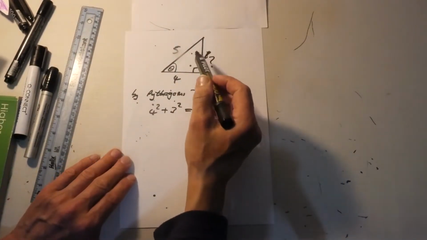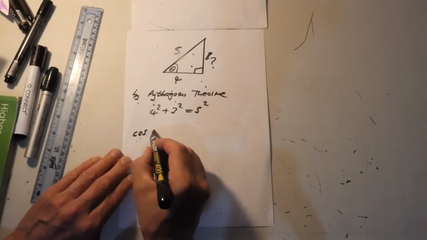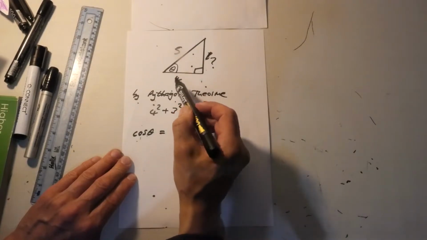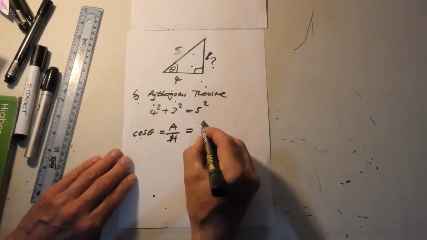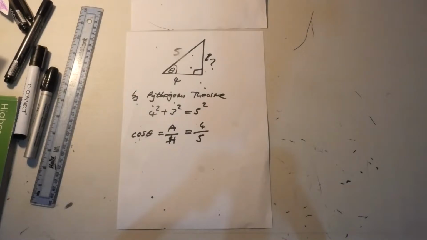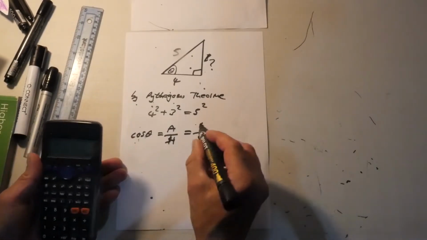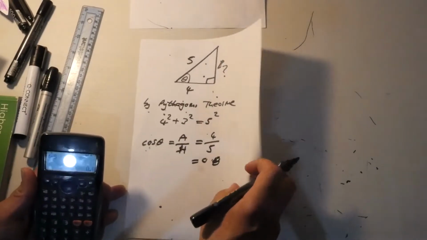So if you want to work that out, we know that cosine theta equals adjacent over hypotenuse, which equals 4 over 5, okay? And 4 over 5 is, so you punch in 4 divided by 5, and that equals 0.8, okay?